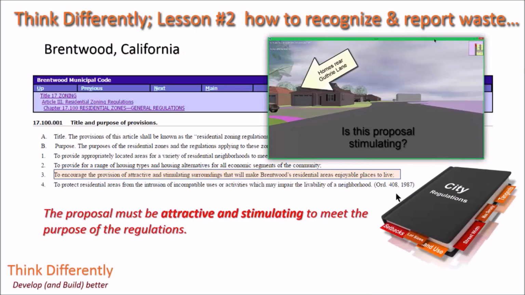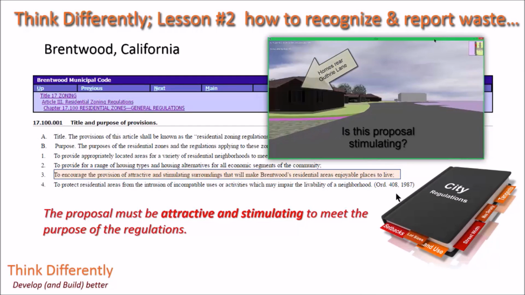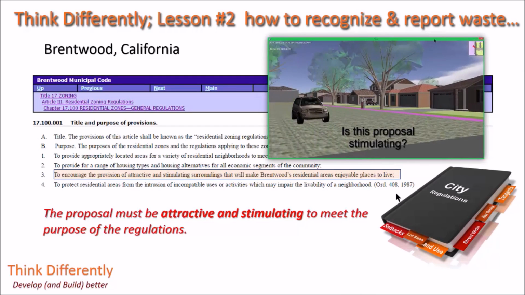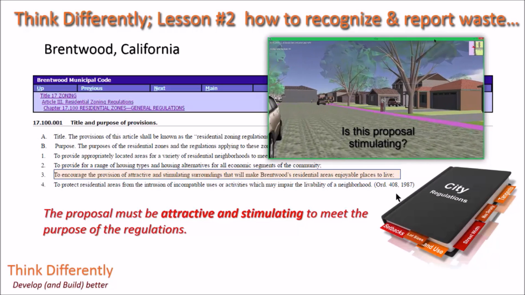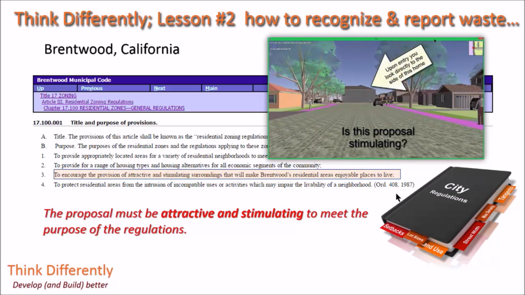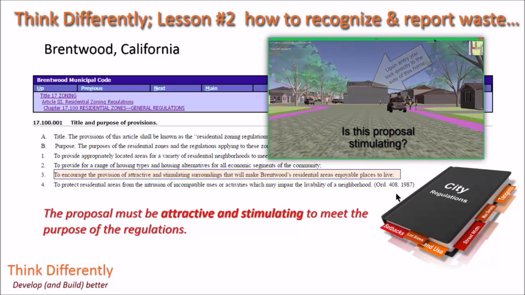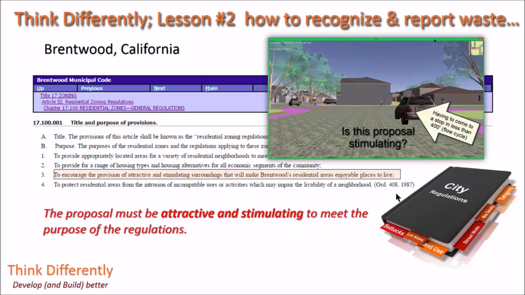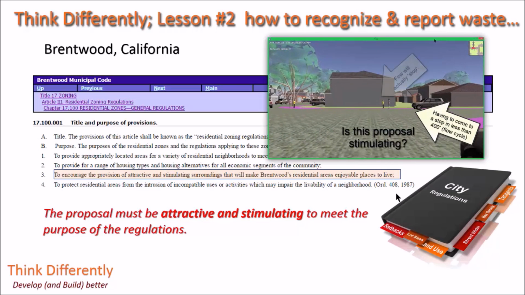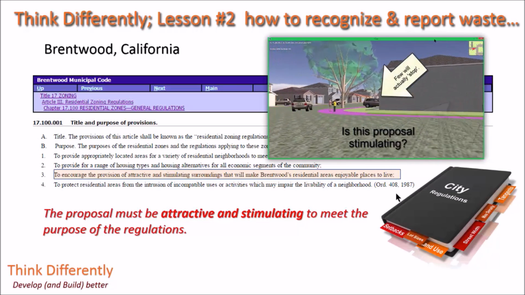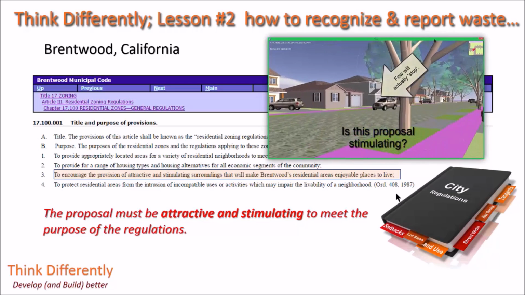So we get back to this comment in the regulation. Encourage attractive, stimulating surroundings that make Brentwood's residential areas enjoyable places to live. Now, how stimulating is this? How attractive is this? How enjoyable is this cookie-cutter place going to be?